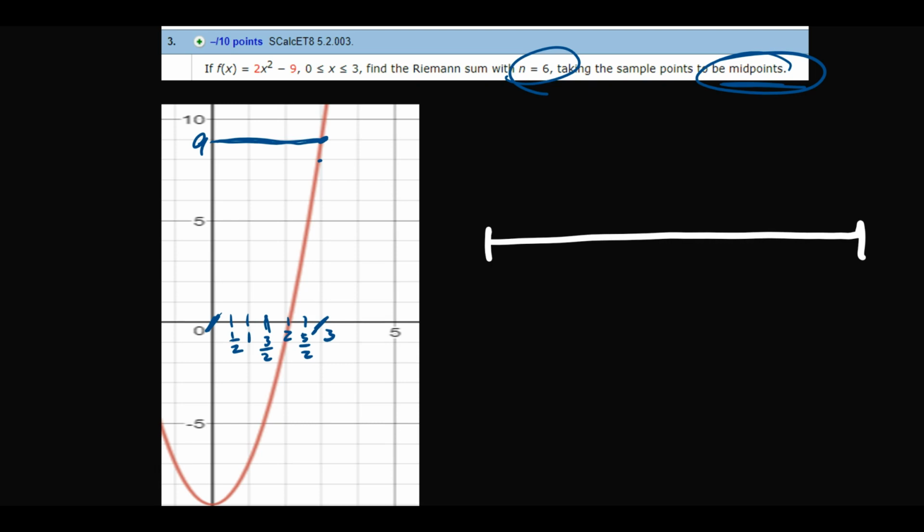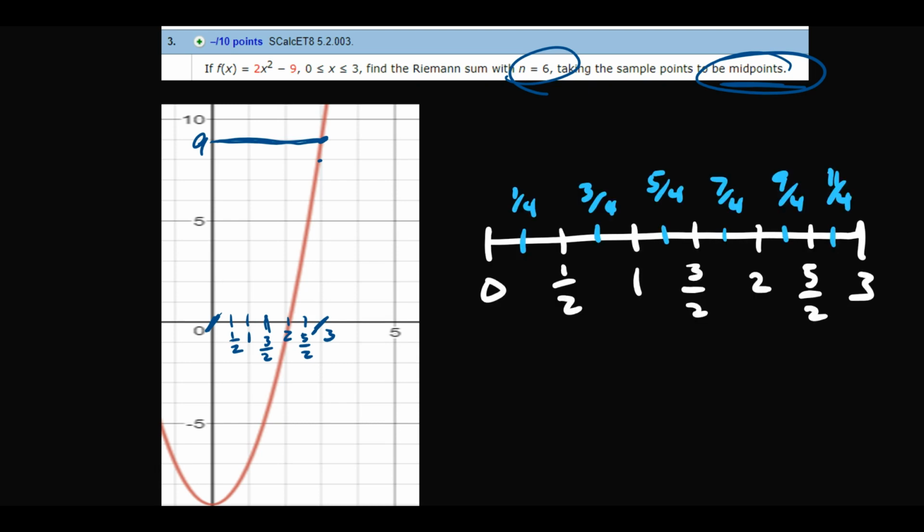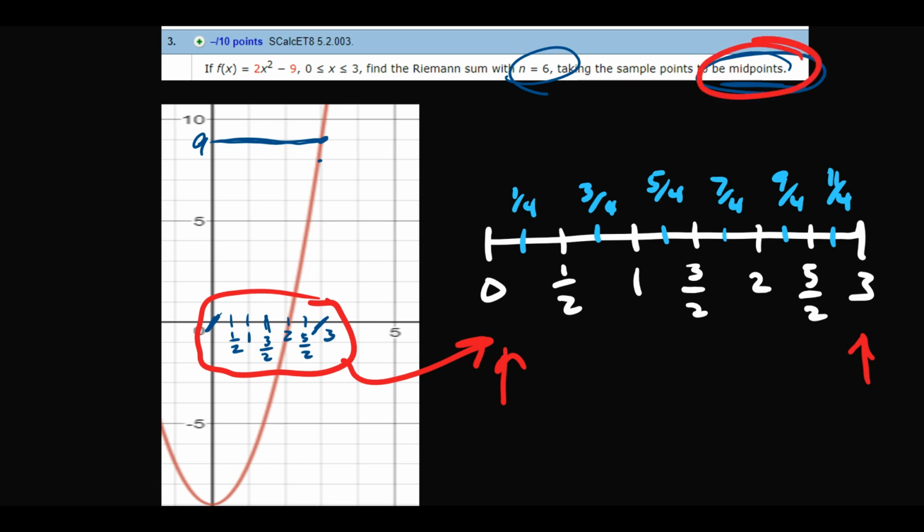Okay, and I'm going to partition this up differently. All right, so what I've done is I've taken this whole thing here and I've translated it there, 0 to 3. Taking my little partitions that I had, I'm going to take the midpoints of each, because it says sample points to be midpoints. So eventually I'm going to be evaluating at these numbers here. These numbers are going to tell me what the height of each rectangle is.